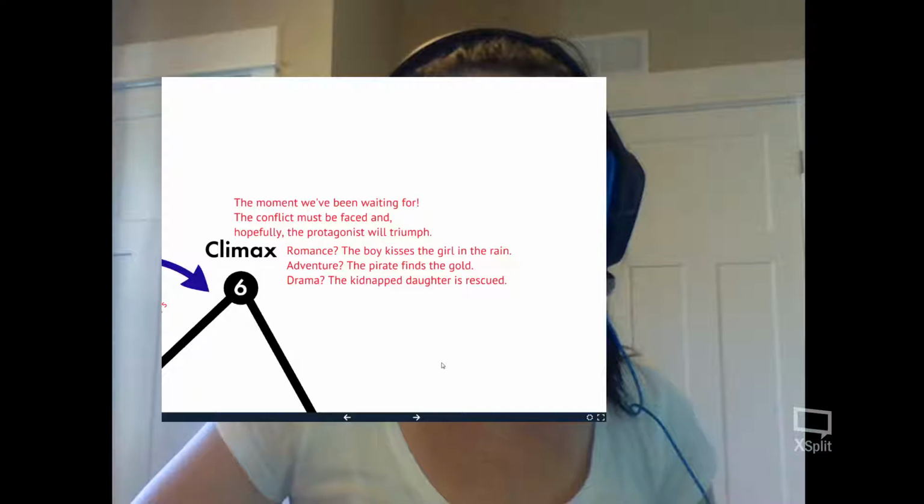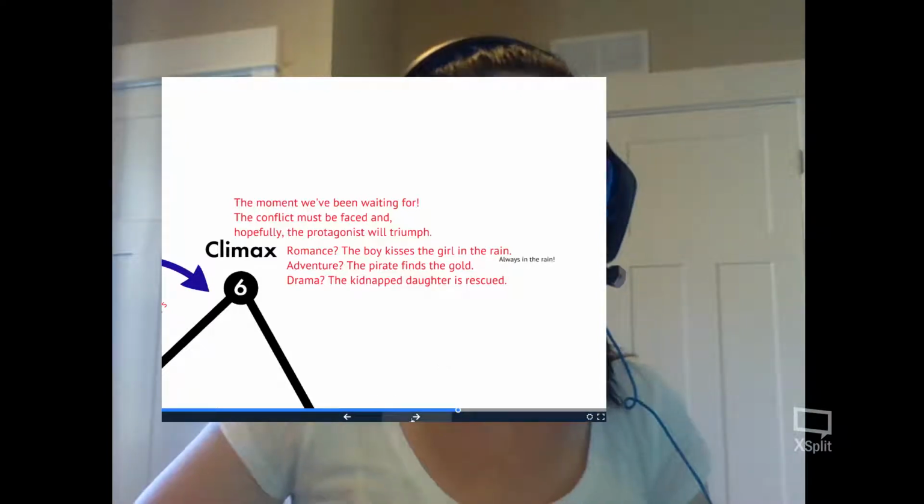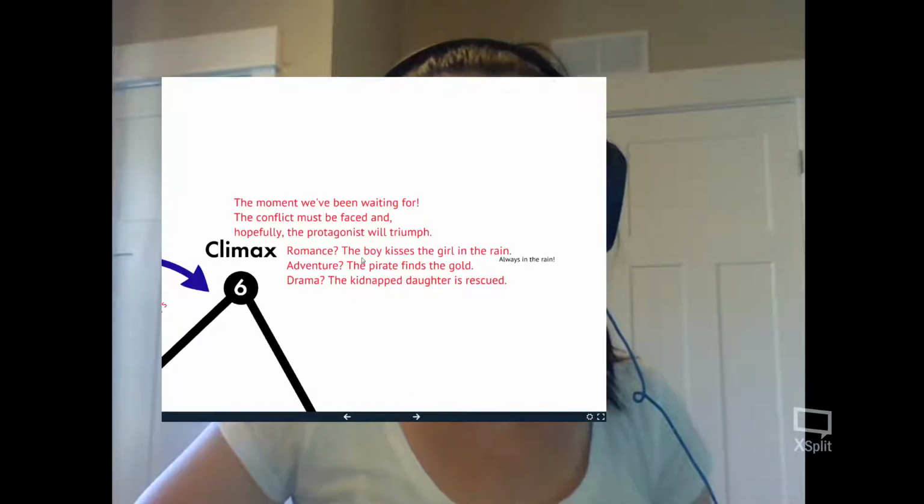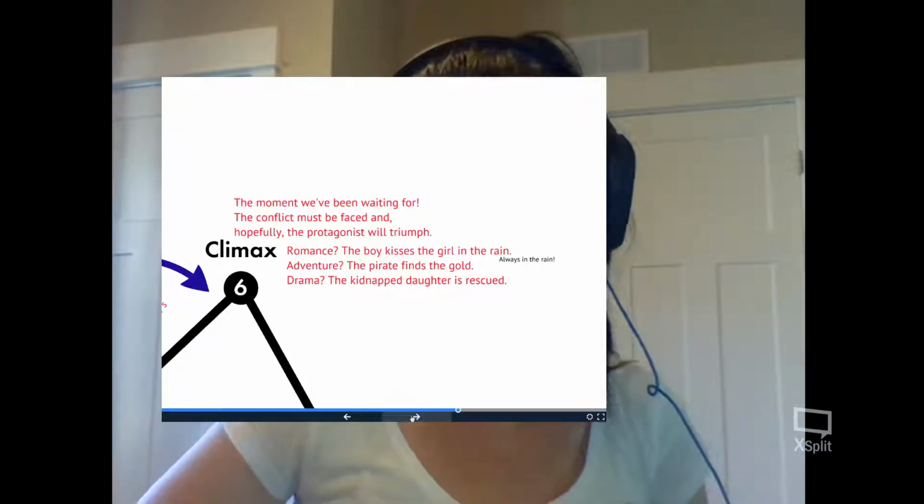So if it's a romance, the boy kisses the girl in the rain. If it's an adventure, the pirate finds the gold. If it's a drama, the kidnapped daughter is rescued. And of course, if it's a romance, the kiss always has to be in the rain. It makes it more romantic.